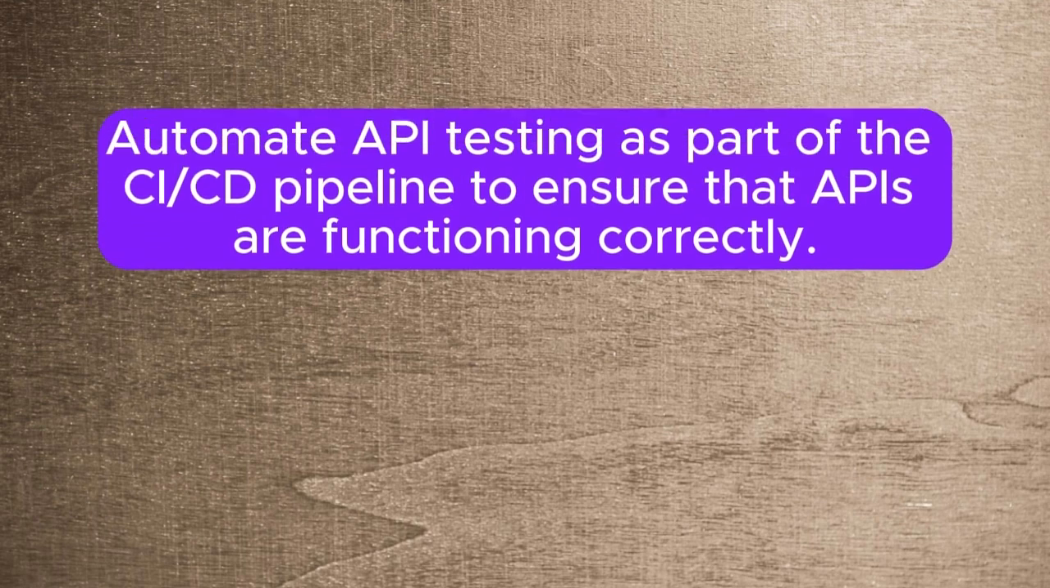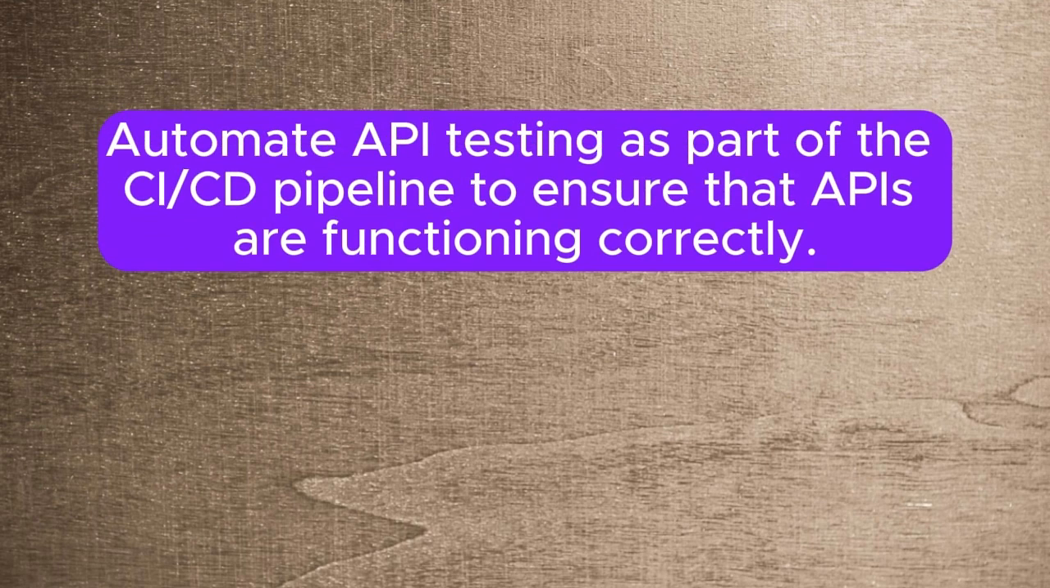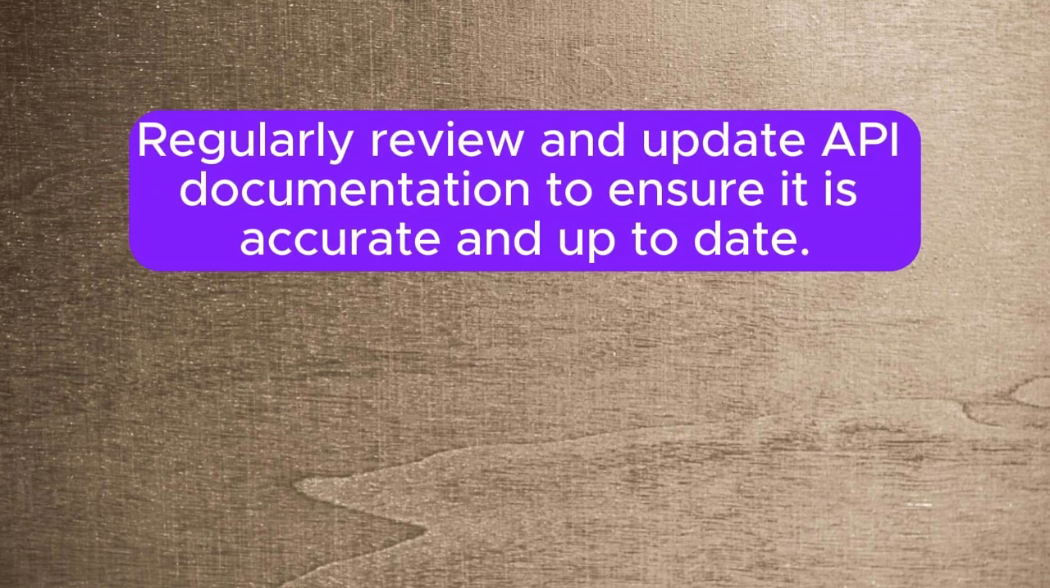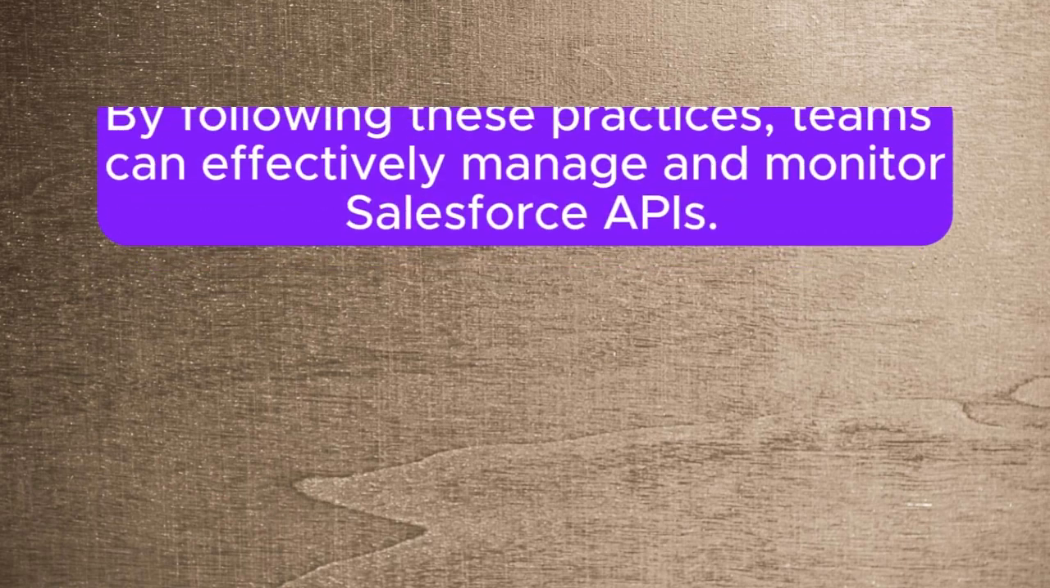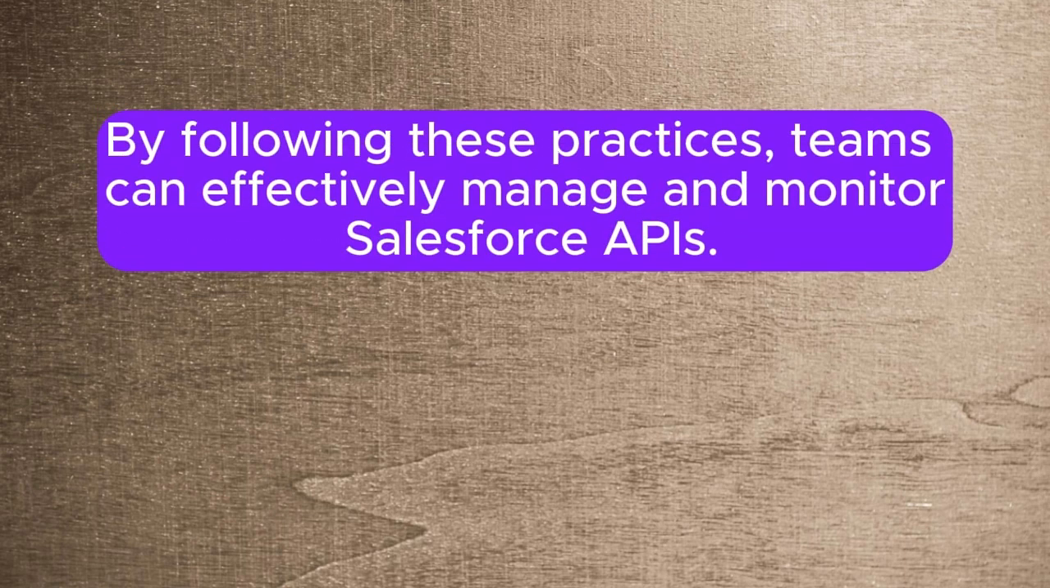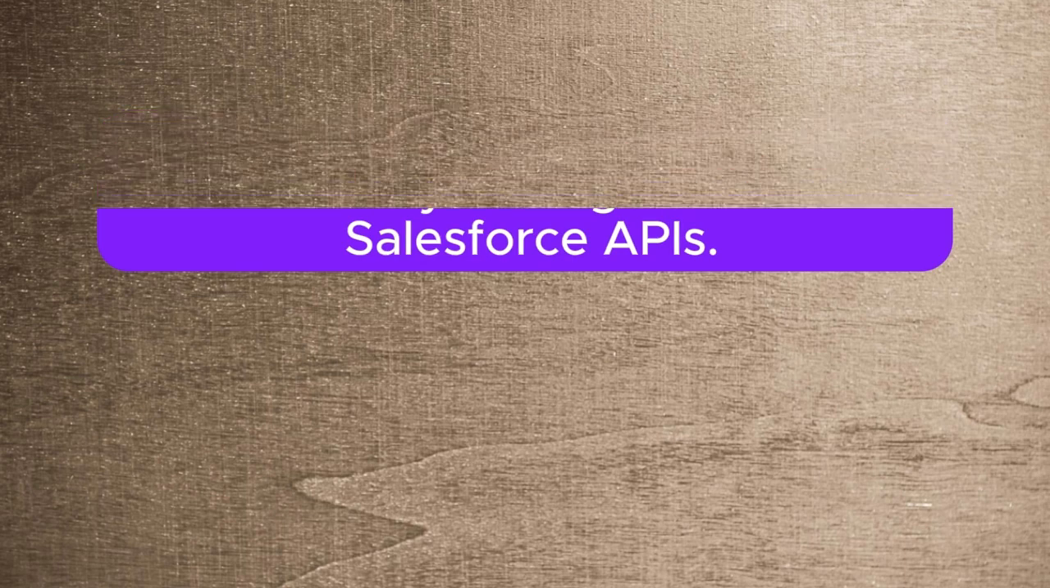Automate API testing as part of the CI/CD pipeline to ensure that APIs are functioning correctly. Regularly review and update API documentation to ensure it is accurate and up to date. By following these practices, teams can effectively manage and monitor Salesforce APIs.